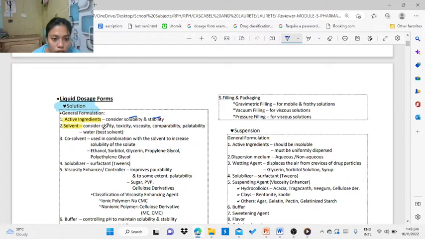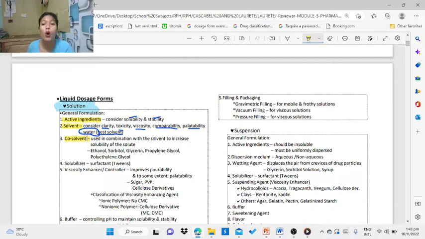Solvent is considered for clarity, palatability. And what is the best solvent? It's water. Water is the best solvent. Next is the co-solvent. So, the best solvent is water.